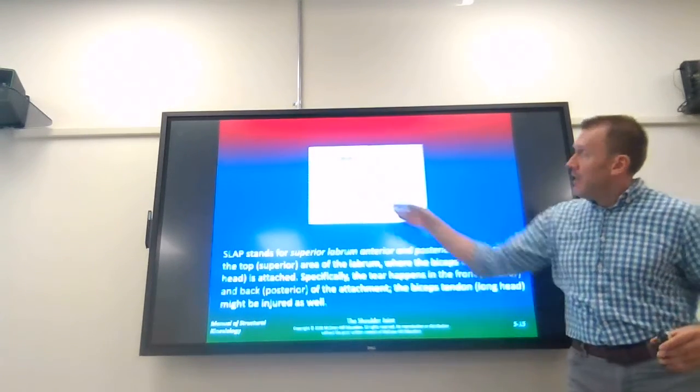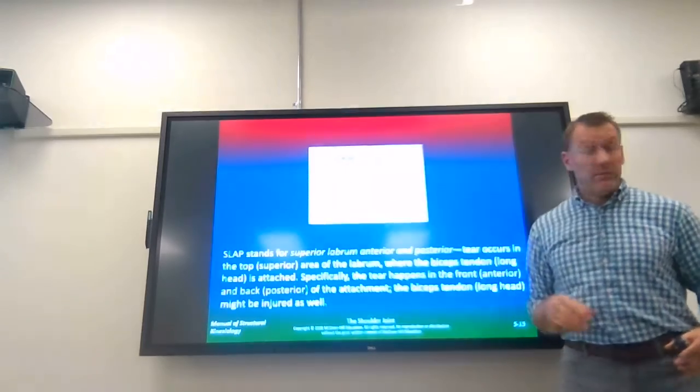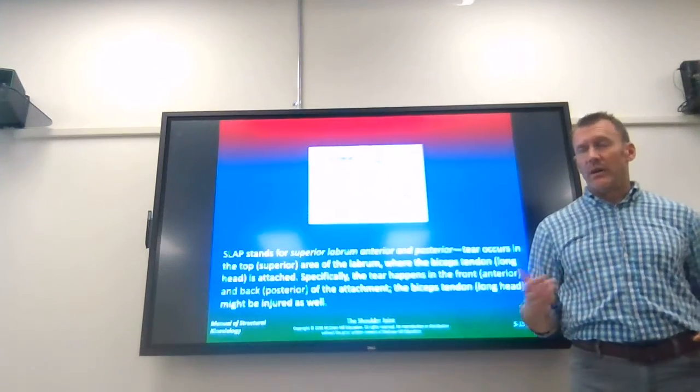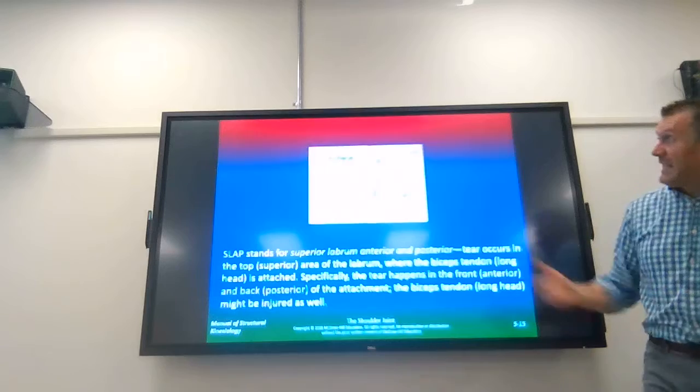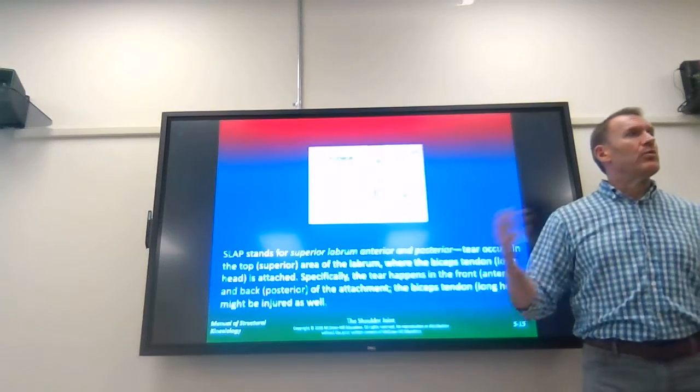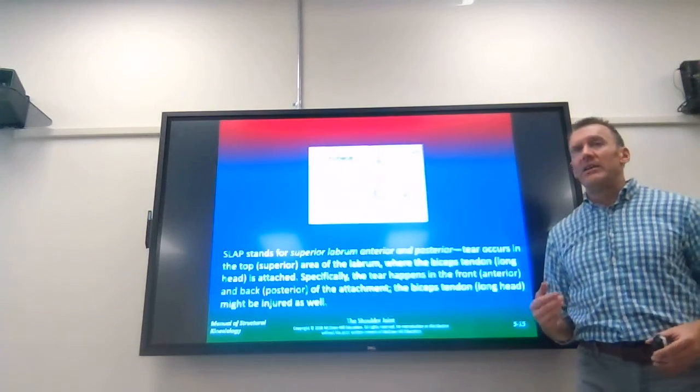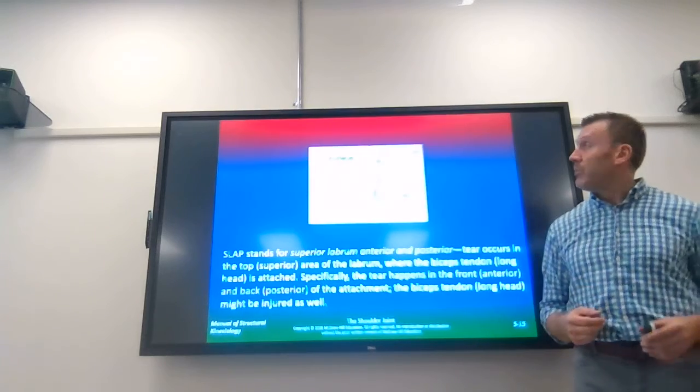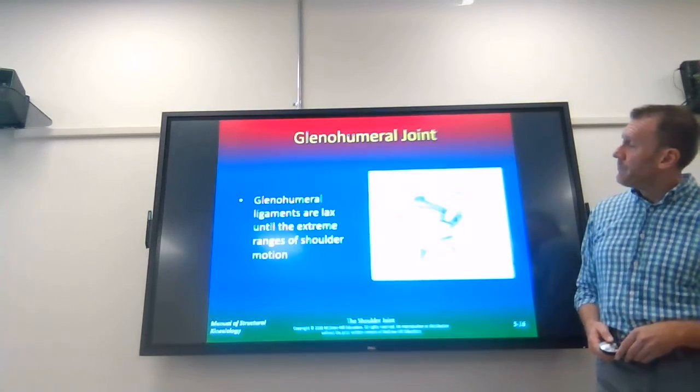So a lot of times you may have damage here to the long bicep tendon as well. So that's quite a healing process. It takes several weeks to rehab it and get back into where you can do those forceful throwing type activities.